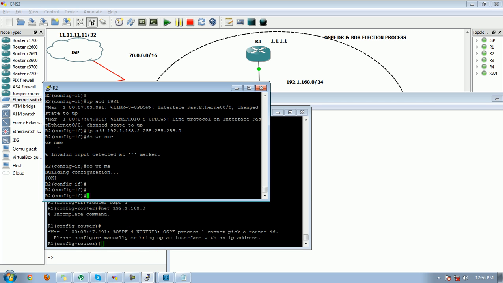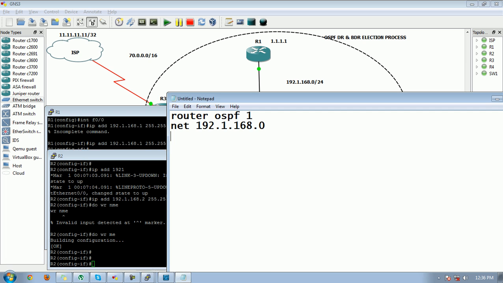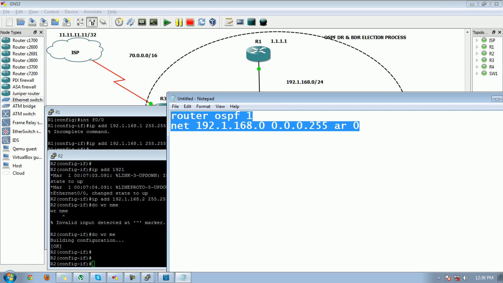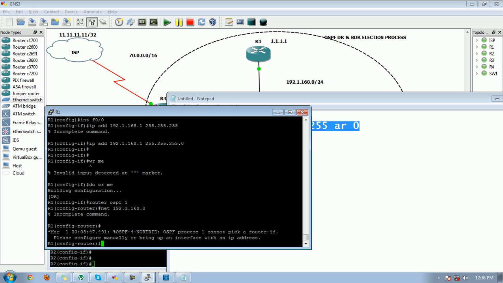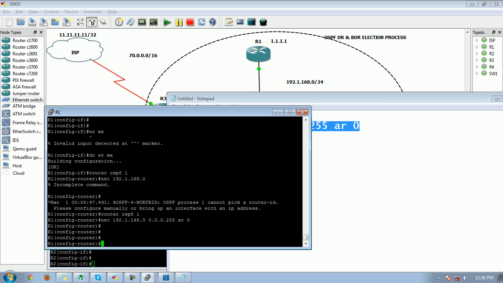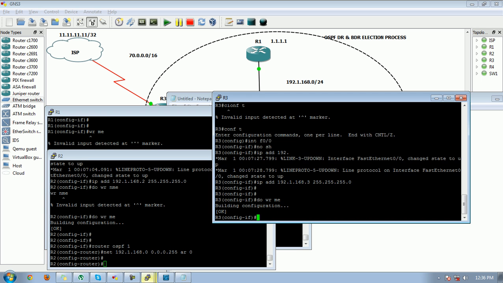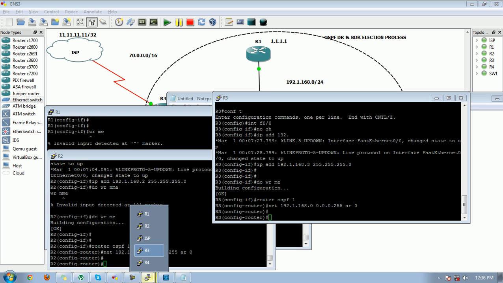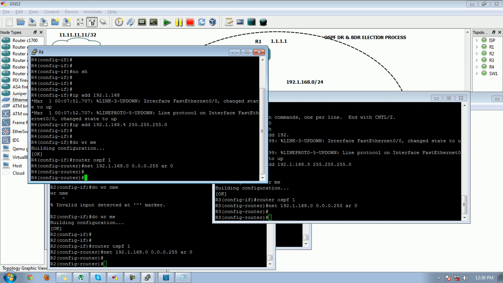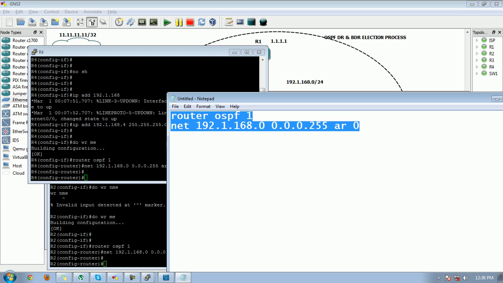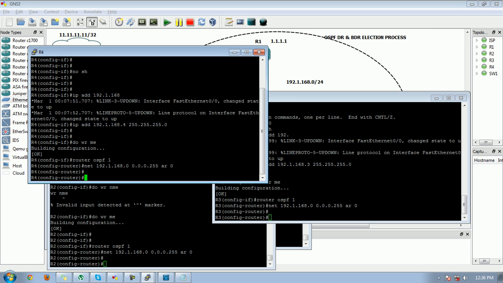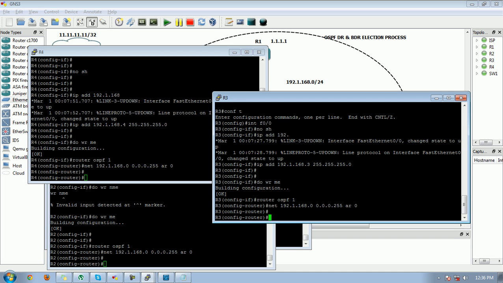Then is there any error? Oh, sorry. Yeah. Area. Copy, paste. Copy, paste. R2, R3, R4. They have to come up.